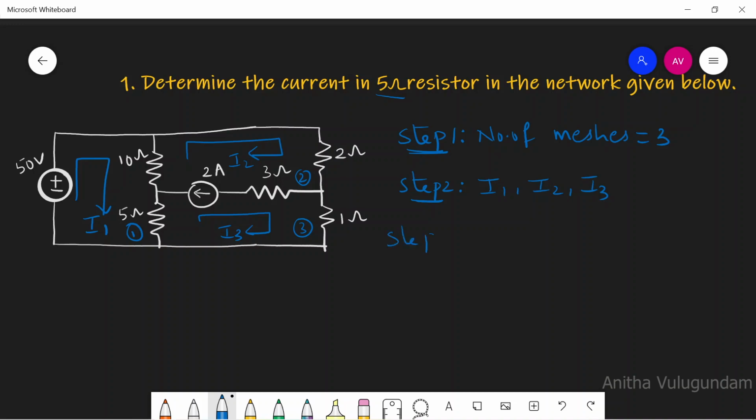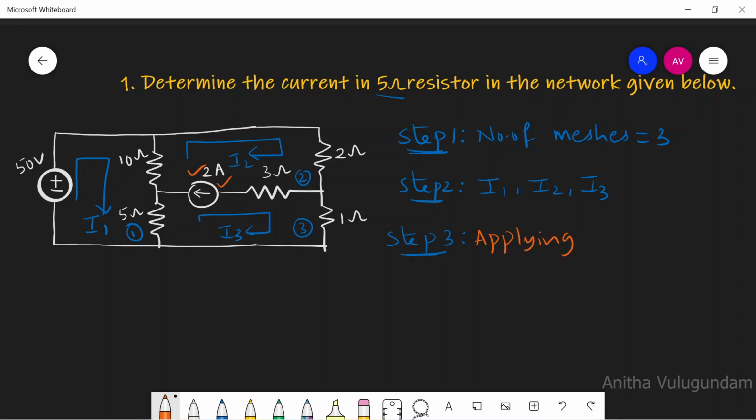Step 3 is to identify the mesh which does not contain any current source and apply KVL to that mesh. If you observe here, we have 3 meshes, mesh 1, mesh 2, mesh 3. Mesh 2 contains a current source of 2 amps. Mesh 3 contains a current source of 2 amps. Whereas mesh 1 does not contain any current source. So we can apply KVL to loop 1.